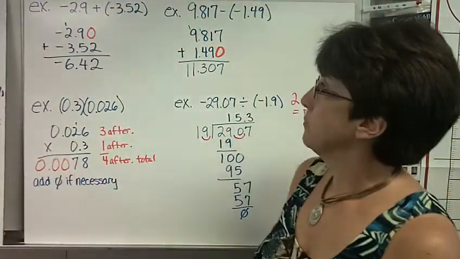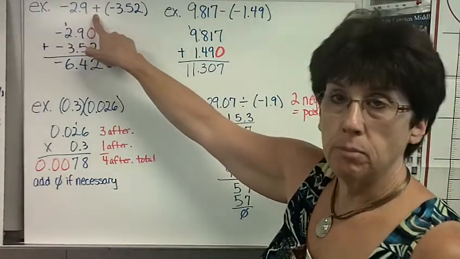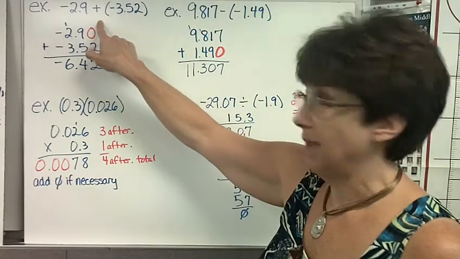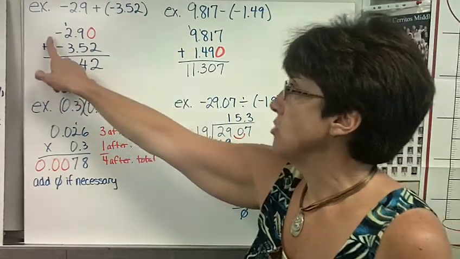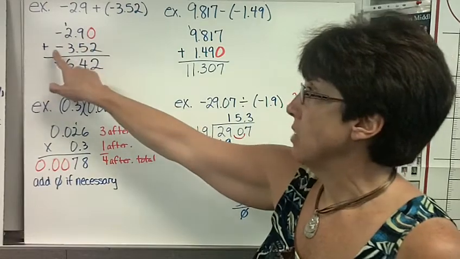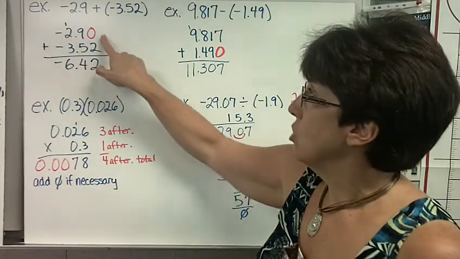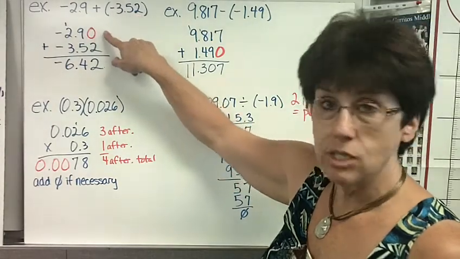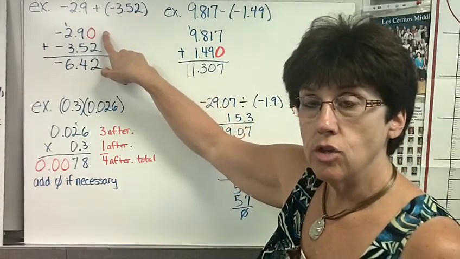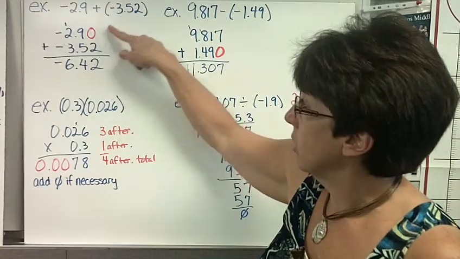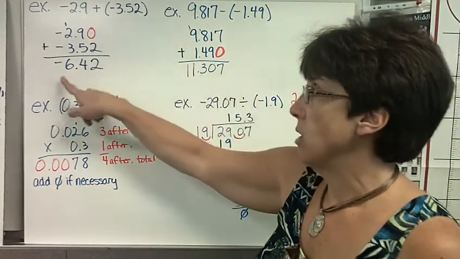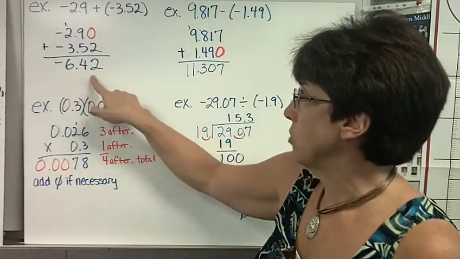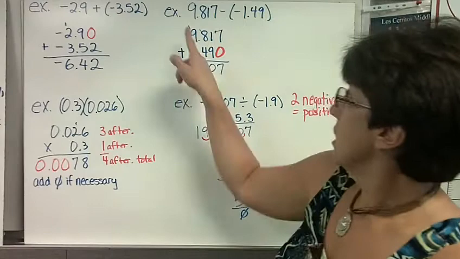So here are some examples. Negative 2.9 plus negative 3.52. Same sign, sum, and it has a plus in there. So here's my negative 2.9, here's my negative 3.52. Notice this only has one place after the decimal point, and this has 2, so I added a 0, so all my columns are lined up. You need to do that. It's the smart thing to do. Okay? Now we just add. And it's a bigger negative, 6.42.